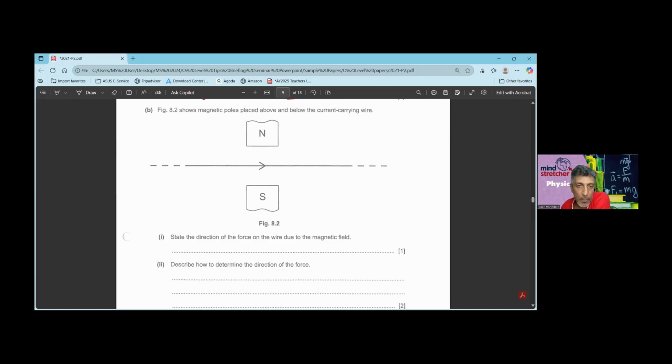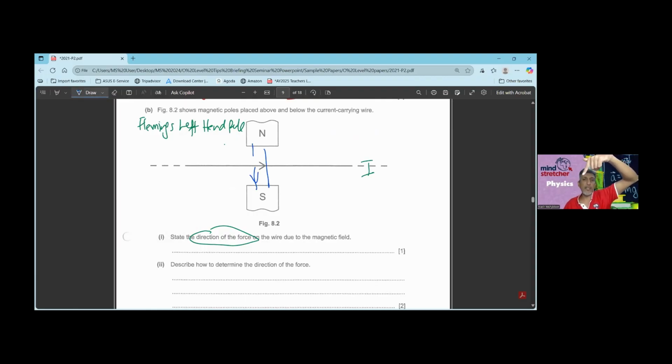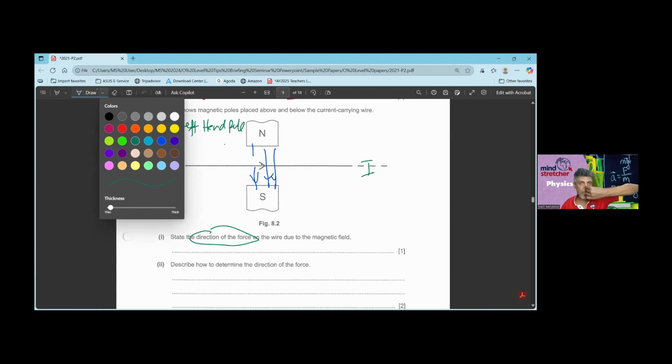Okay, the next part is Fleming's left hand rule. Guys, using Fleming's left hand rule, can you tell me what's the direction of the force? Okay, this is the current. The magnetic field, guys, don't get it wrong, is like this. This is the direction of the field. Current is like that. And the force, guys, can you try it out? Use your left hand rule and tell me what's the answer.